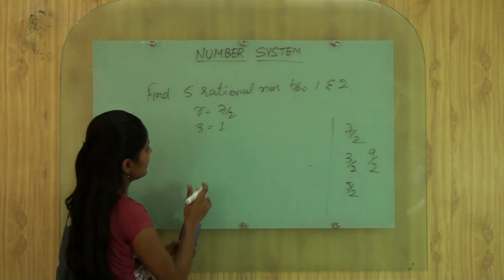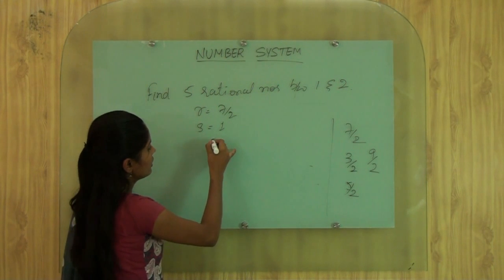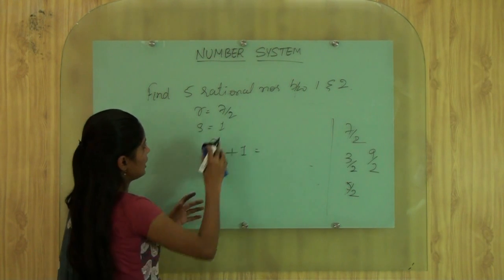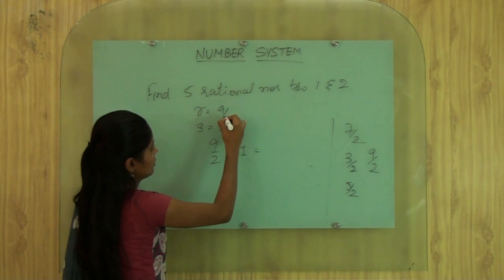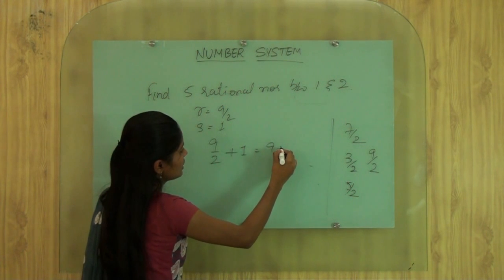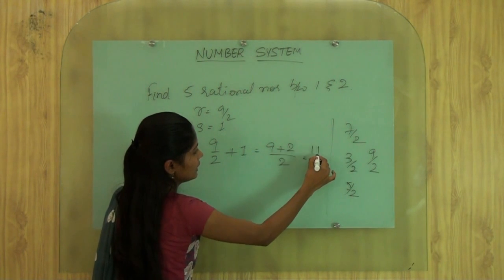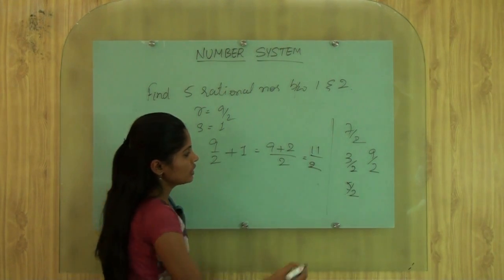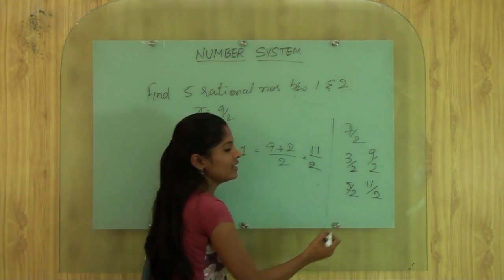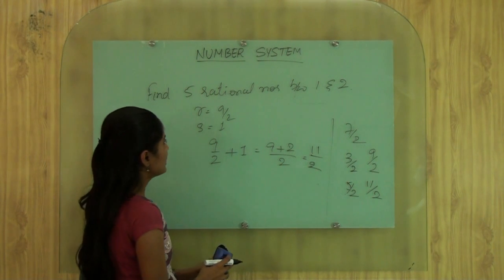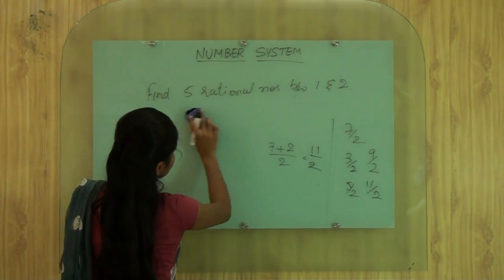Or else you can take 9 by 2 plus 1, which is 9 plus 2 by 2, which is equal to 11 by 2. So here we got 5 rational numbers. This is one way. The other method is a short method.